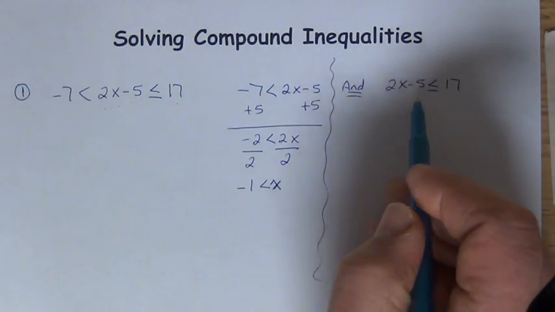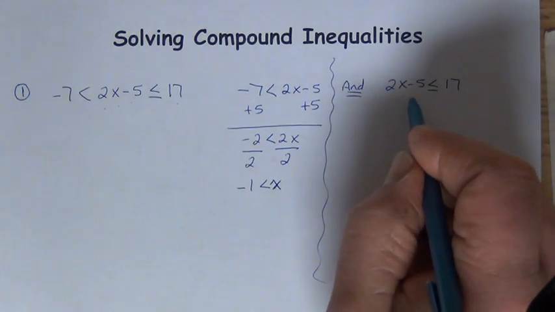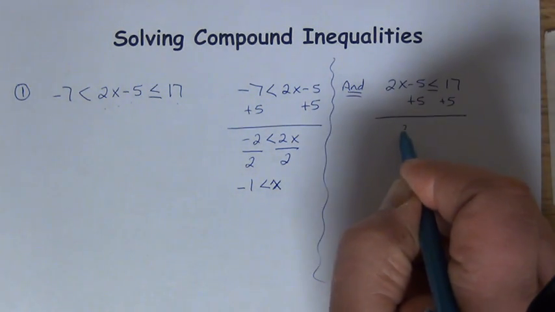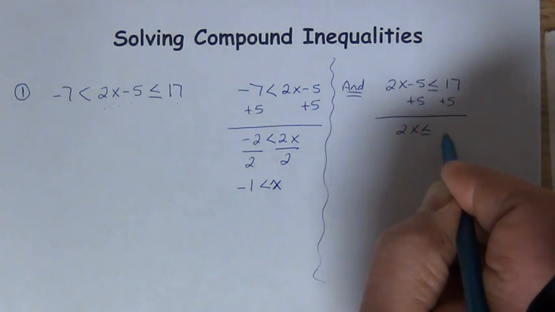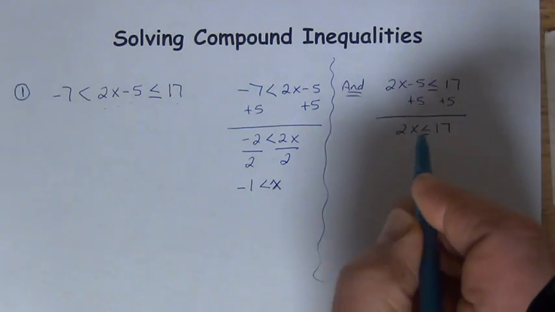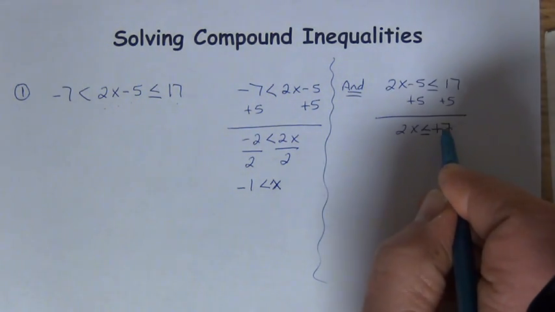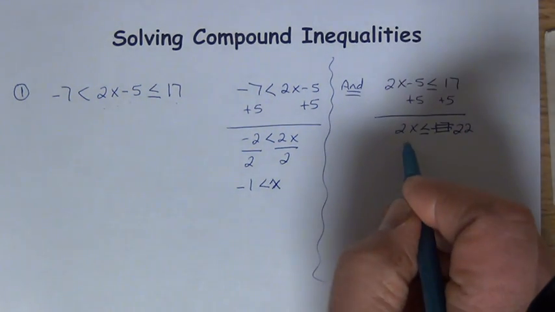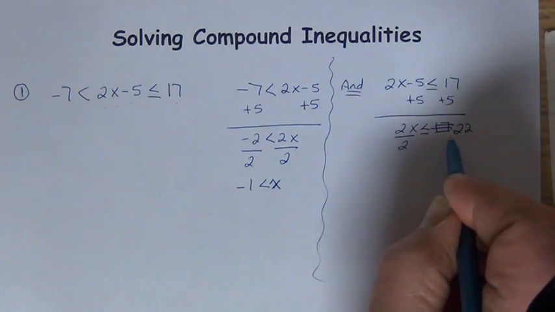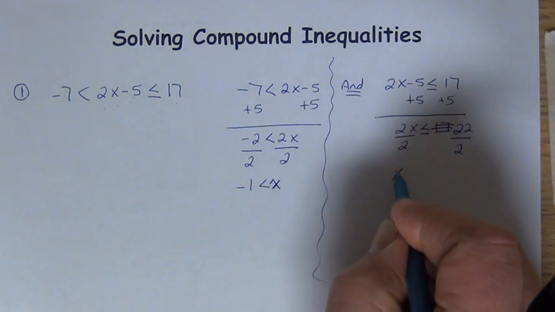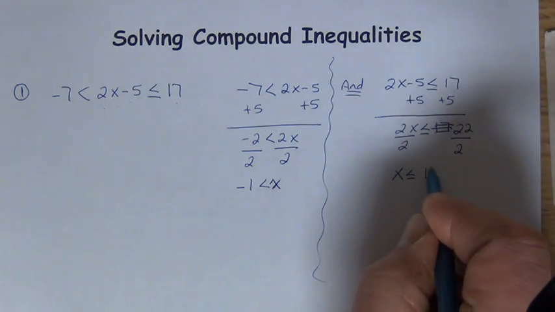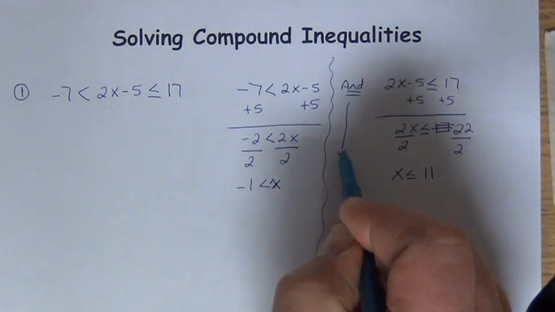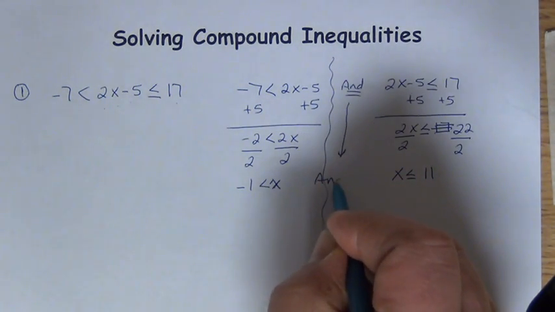And I'm going to come over here and solve this one. Add 5, add 5, 2x is less than or equal to 17. I'm sorry, should be able to do my addition properly, 22. Divide both sides by 2, x is less than or equal to 11. And don't forget this AND travels all the way down too.